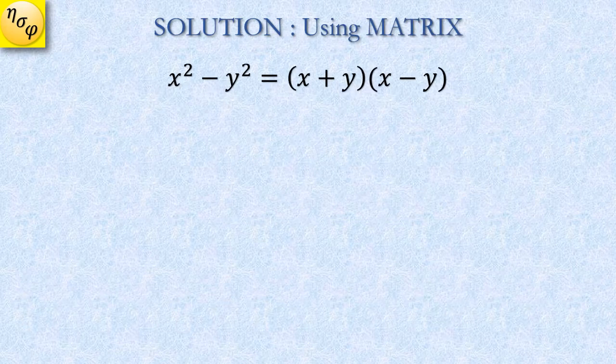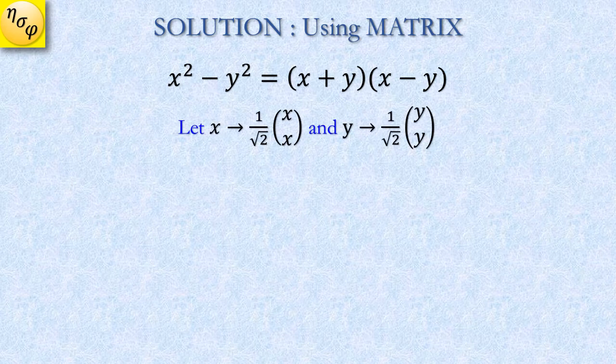Now, we will discuss the solution using the matrix method. I think it's a bit more interesting than the algebraic method. Let's start with our original expression, x squared minus y squared. We will substitute x and y with a 2 by 1 column matrix. Please note that factor 1 over square root 2 is added for a reason.